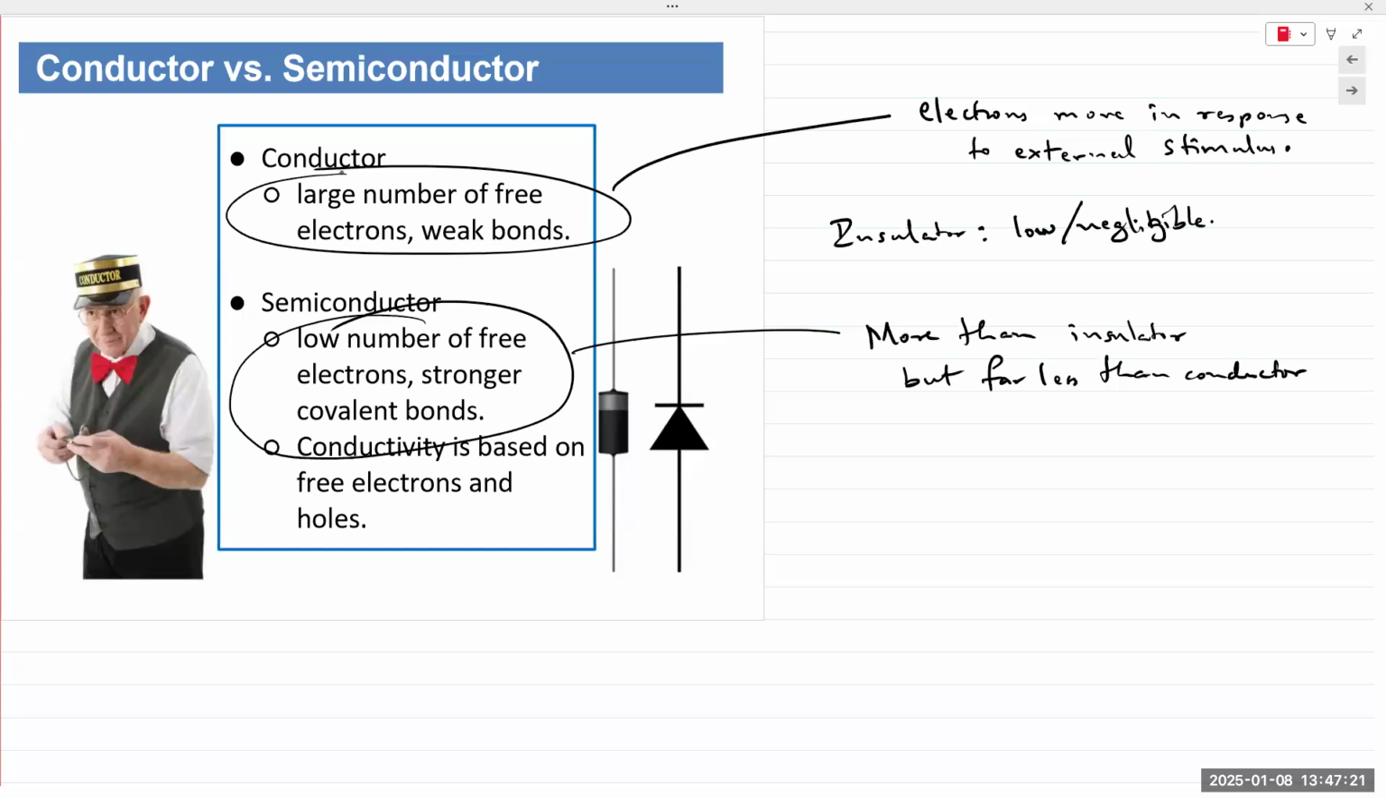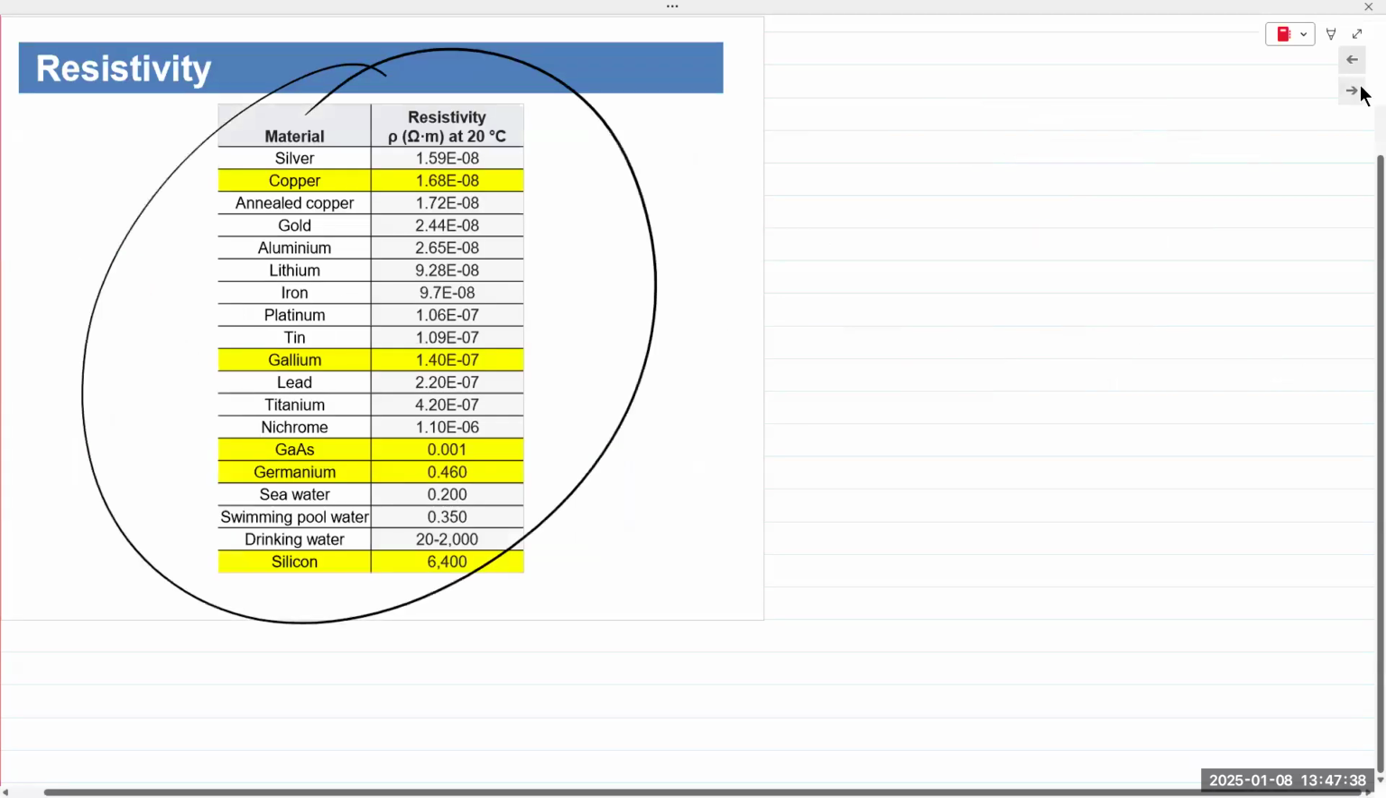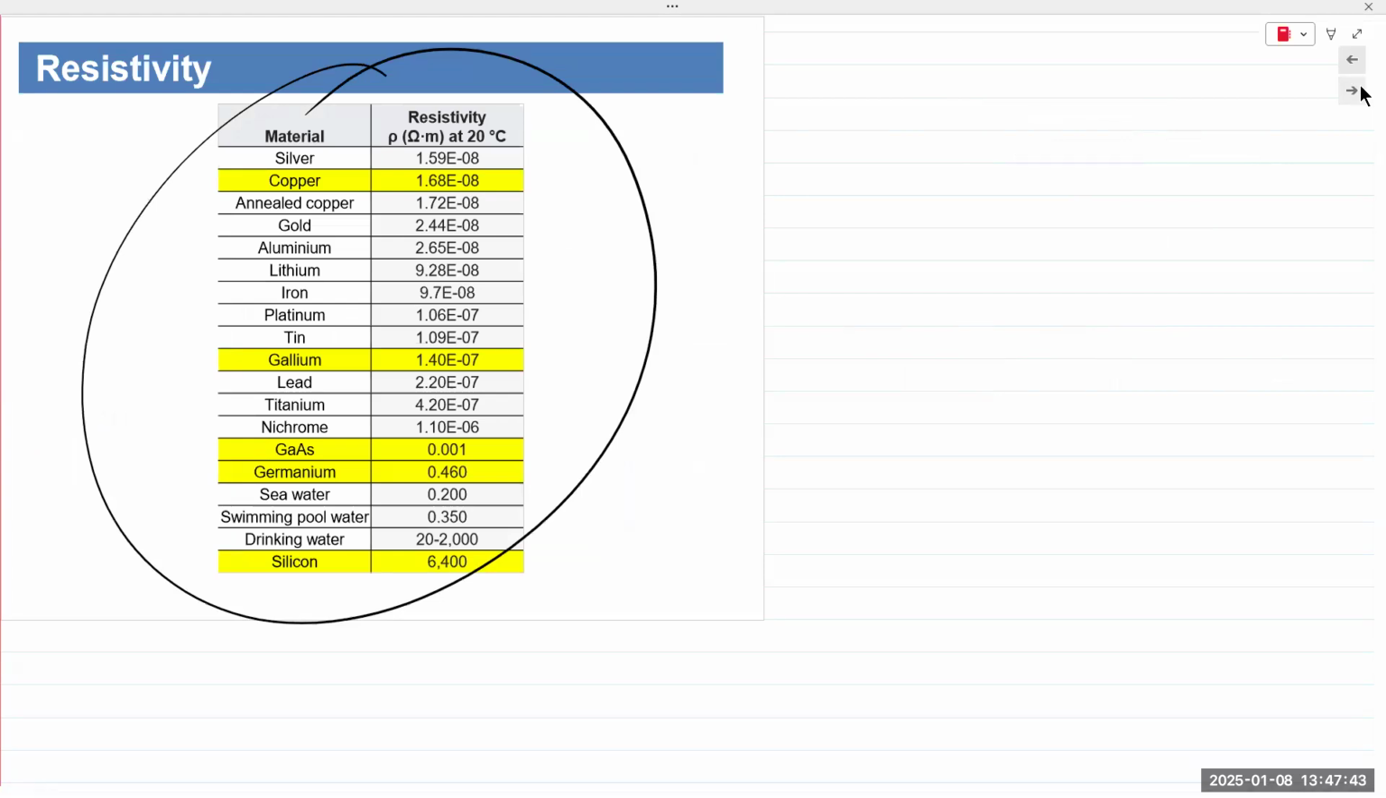So conductors have a large number of free electrons, insulators have a very low number of electrons, and semiconductors are somewhere in the middle. So the more electrons you have available, the lower your resistivity and the higher your conductivity. Resistivity is a material property. Conductivity is the opposite. Resistivity is rho, the Greek letter rho, R-H-O. Again, we won't go into that physics.